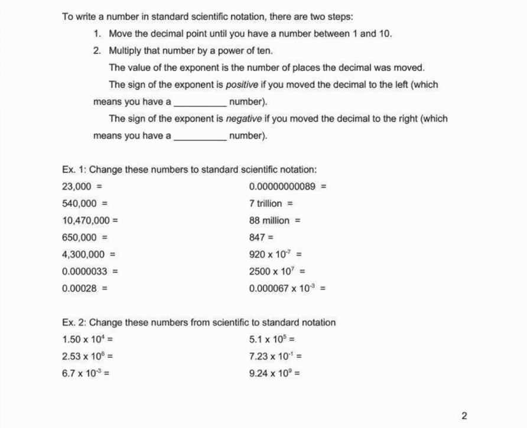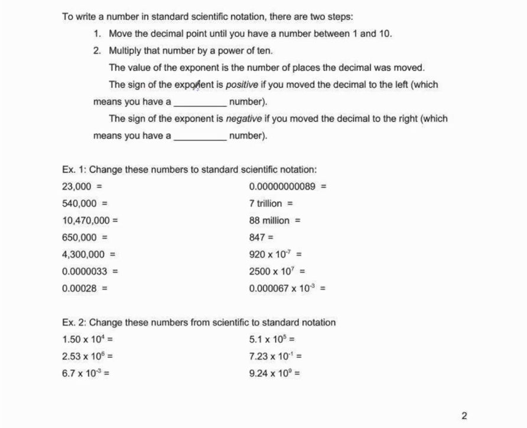Step 1, move the decimal point of the number until you have a number that is between 1 and 10. Step 2, multiply that number by a power of 10. The value of the exponent is going to be the number of places that we move the decimal.